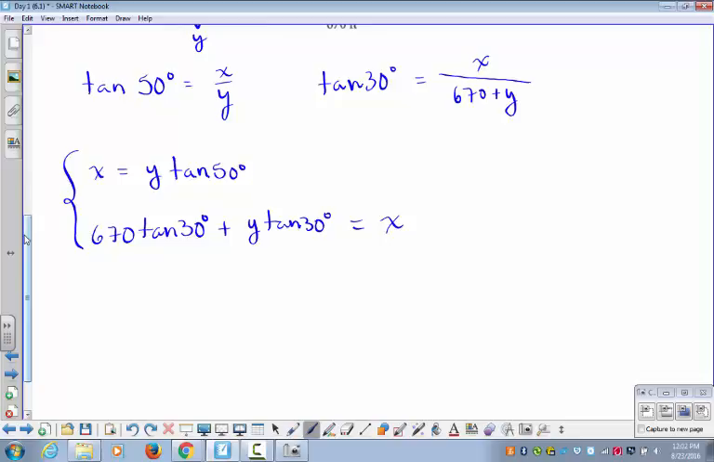Does everybody see that? To clear the fraction, we have to multiply both sides by 670 plus y. When you multiply the left by 670 plus y, the denominator and that factor just cancel. But when you multiply this side by 670 plus y, you've got to do some distribution. That tangent of 30 needs to distribute to each of the terms inside the set of parentheses.